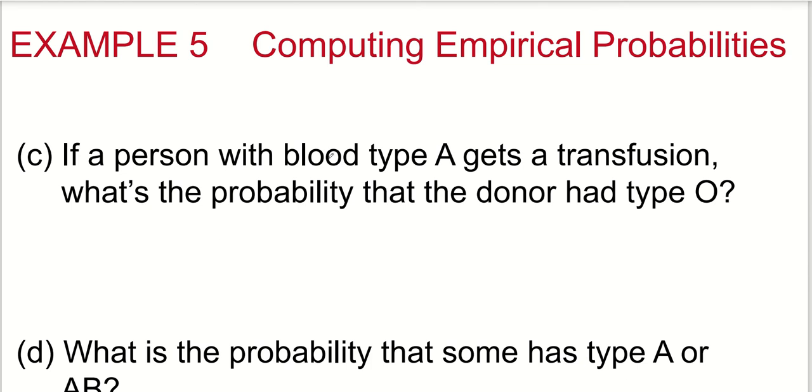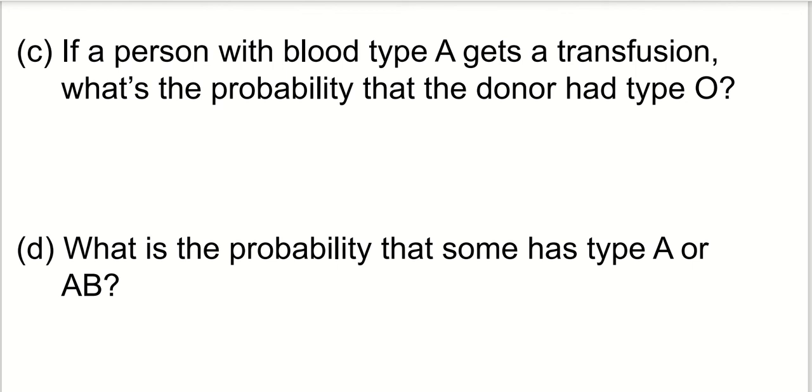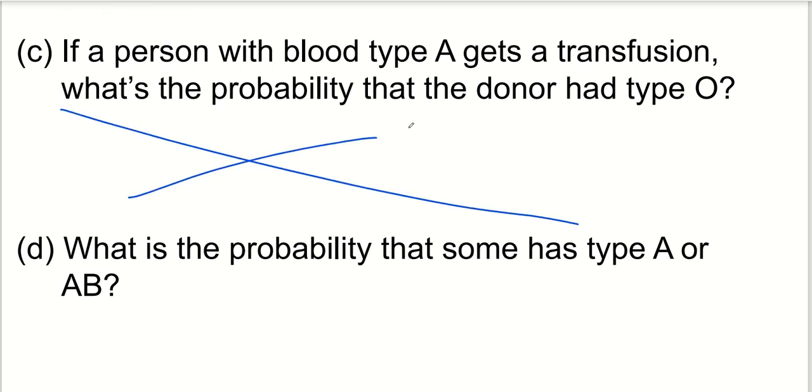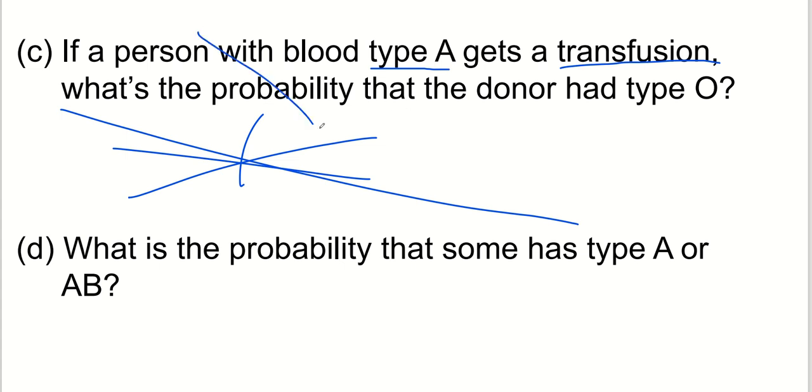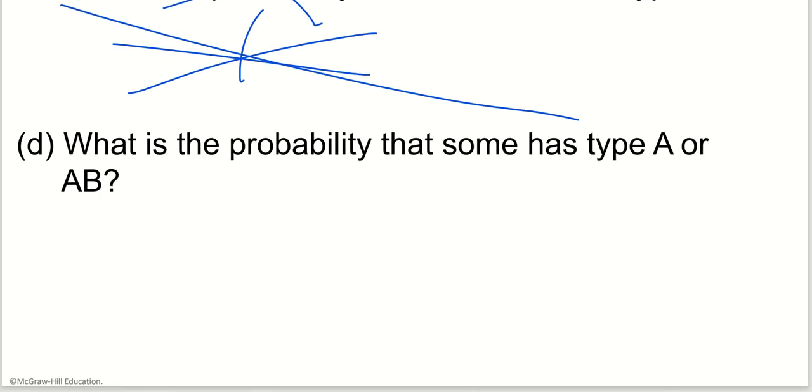In part C, it says, if a person with blood type A gets a transfusion, what's the probability that the donor had type O? I'm going to skip this one because it adds a little bit more to the table than what we're going to study in our class. In order to get transfusions, you'd have to know a little bit more about blood types, because there are certain blood types that can only receive from other types. So this question gets a little bit more involved than what we're going to study, and it would require some additional knowledge on transfusion. However, we can do the last part. Let's focus on this one.